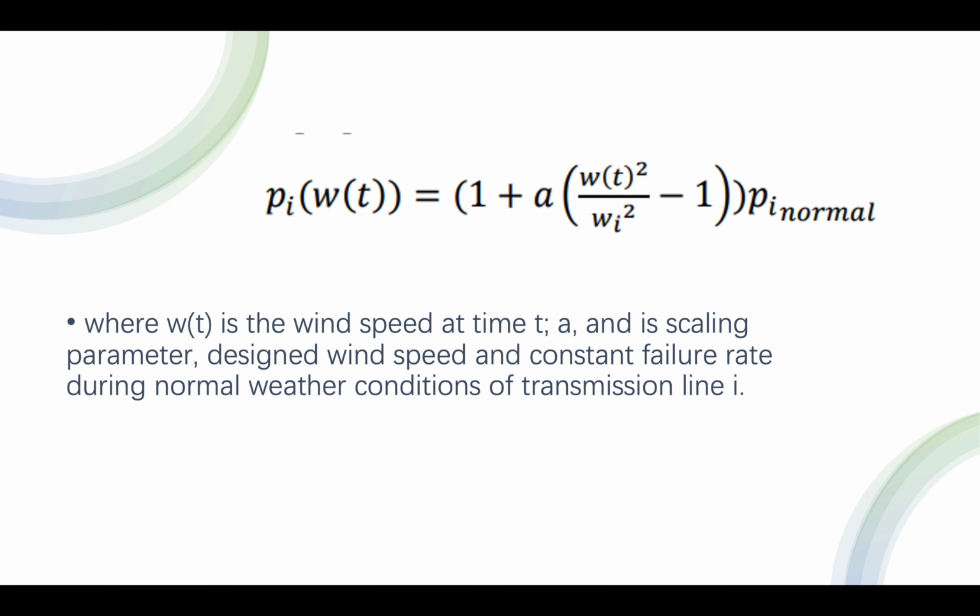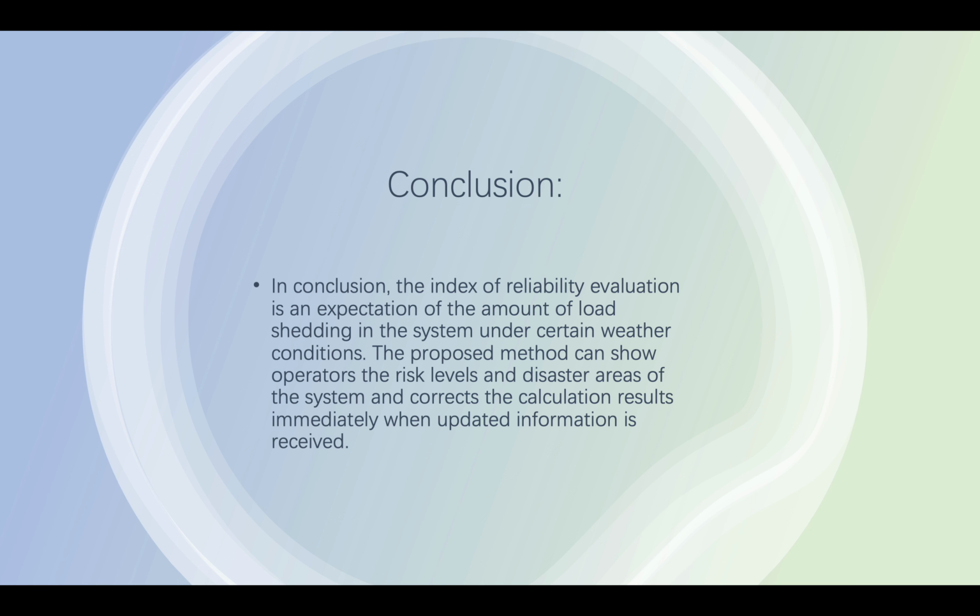In the second function, Wt is the wind speed at time t, and alpha is a scaling parameter, along with the design wind speed and the constant failure rate during normal weather conditions of transmission line i. In conclusion, the reliability evaluation index is an expectation of the amount of load shedding in the system under a certain weather condition. The proposed method can show operators the risk level and the disaster areas of the system, and correct the calculation results immediately when updated information is received.